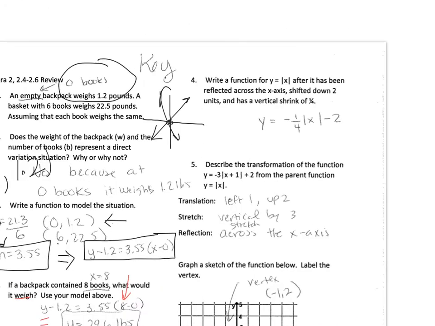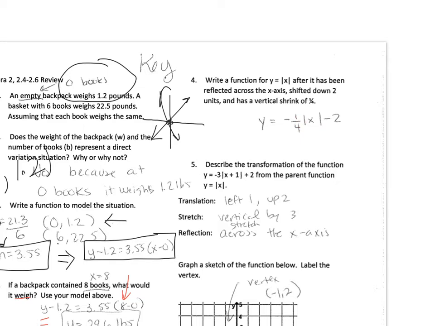So let's look up here. Number 4, write a function for y equals |x| after it has been reflected across the x-axis. We know the a is going to be negative. Shifted down 2, that's why it's minus 2. It has a vertical shrink of 1/4, so 1/4 is the a.